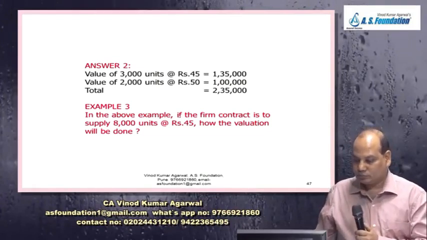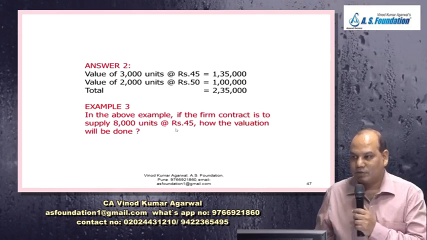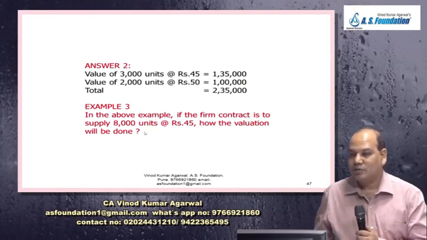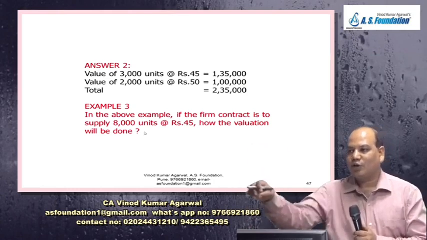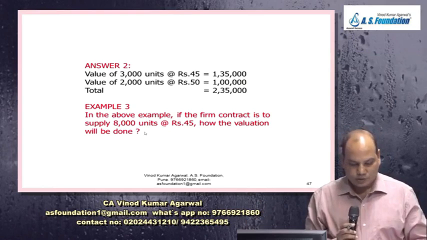So the answer will be 2,35,000. One more question. Suppose in the above example, the firm sale contract is to supply 8,000 units at rupees 45. We have only 5,000 units, but we have entered into a contract to supply 8,000 units. Means I am going to incur a further loss on 3,000 units in future. Then how will the valuation be done?